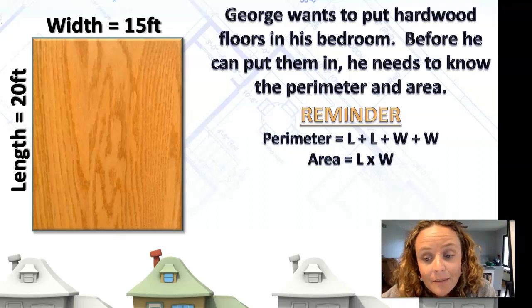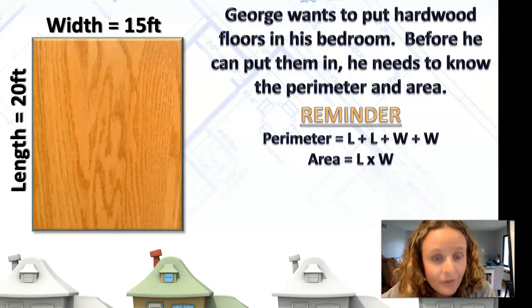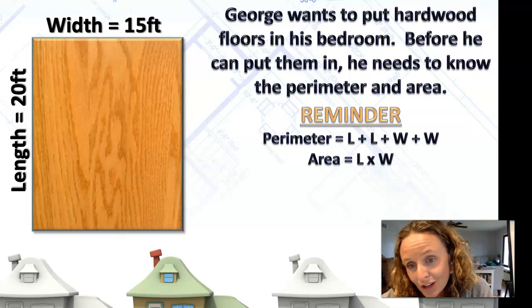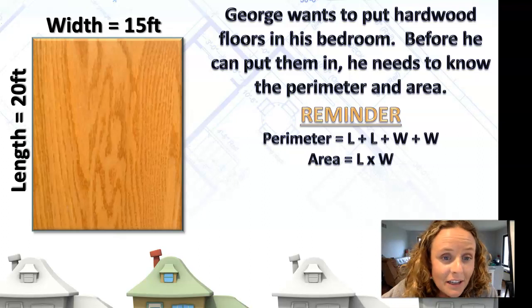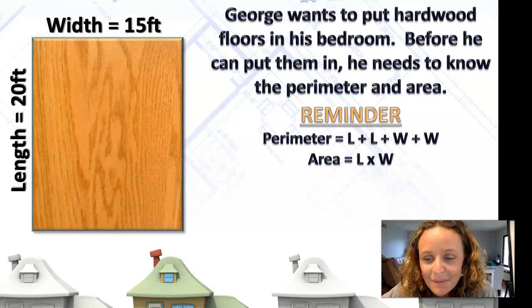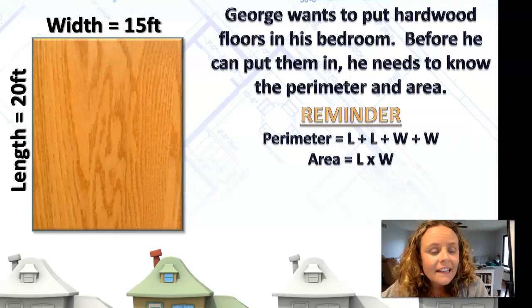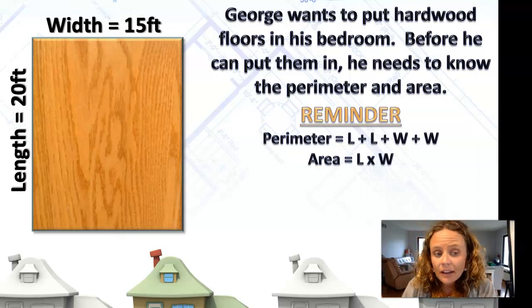Welcome back, friends. I'm sure that you found the perimeter by doing 20 plus 20, which is 40, 15 plus 15, which is 30, 40 plus 30 is perimeter, 70 feet. Thumbs up if you got it. Very nice. Now let's talk area.